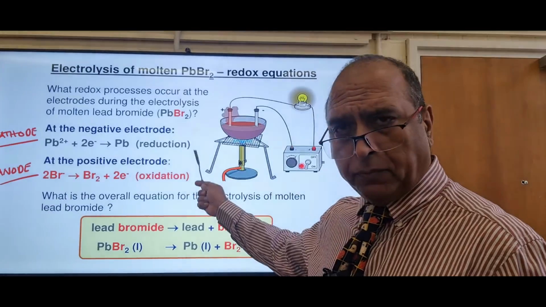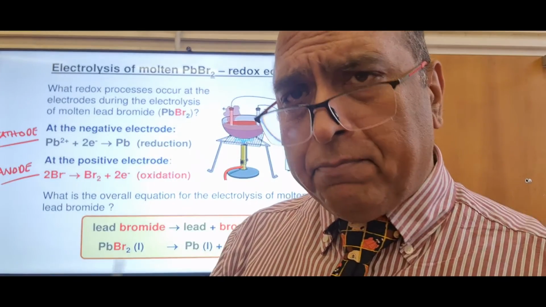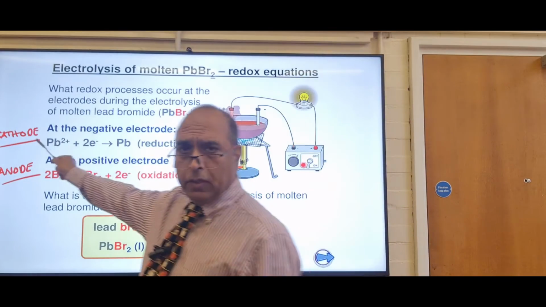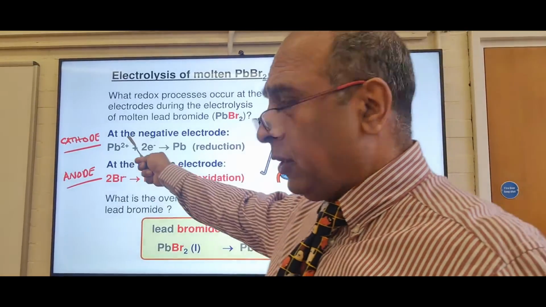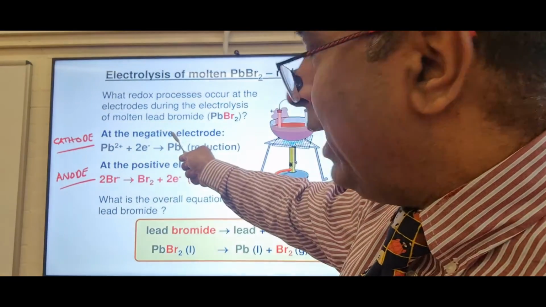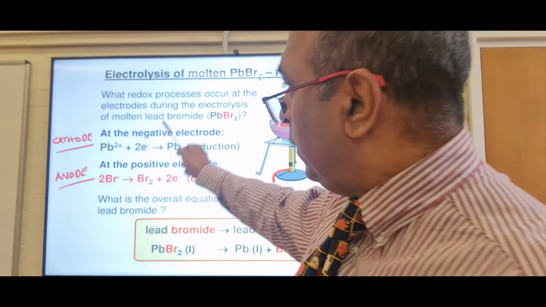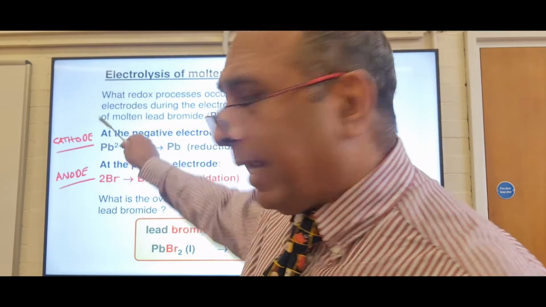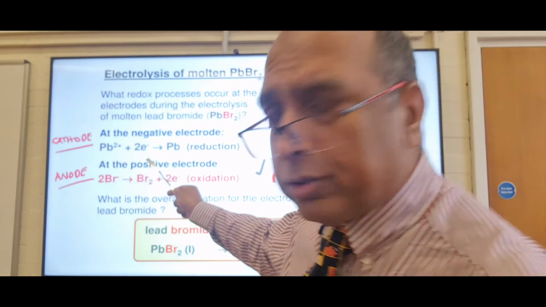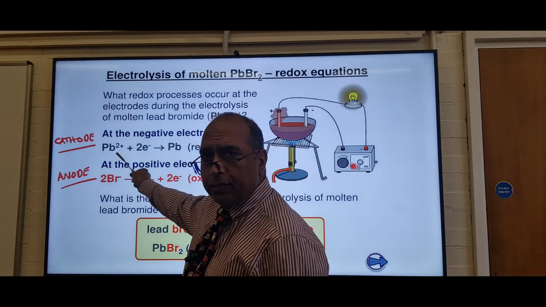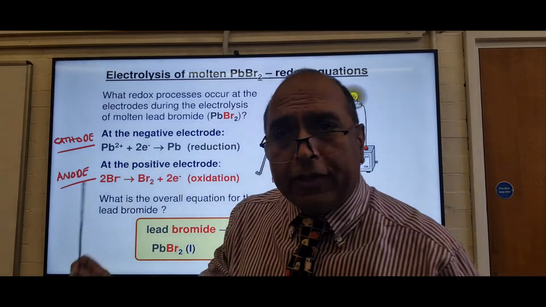So here is the apparatus. What I want you to think about is that the cathode there is negative. At the negative, lead ions, if they are free to be moving about, will go to the negative. And at the negative, they will pick up 2 electrons. Look, lead ions pick up 2 electrons, and when they pick up 2 electrons, they turn into lead.